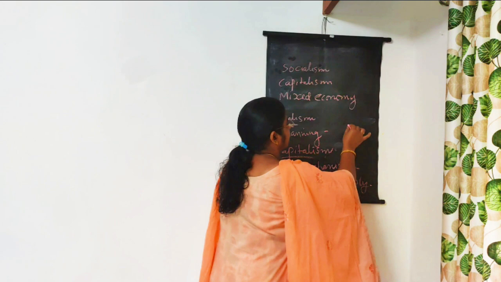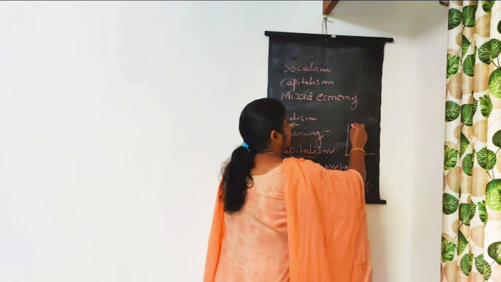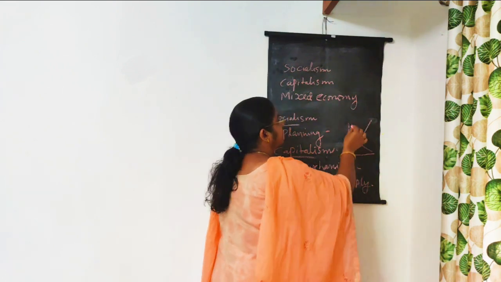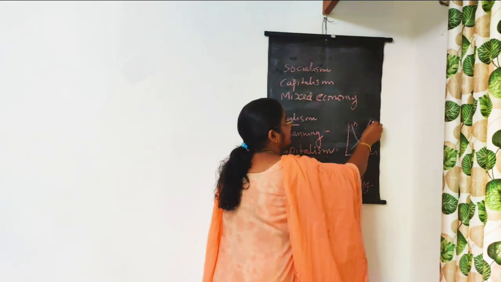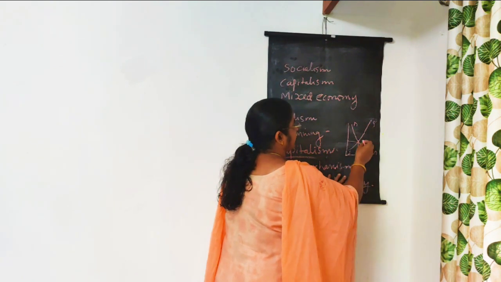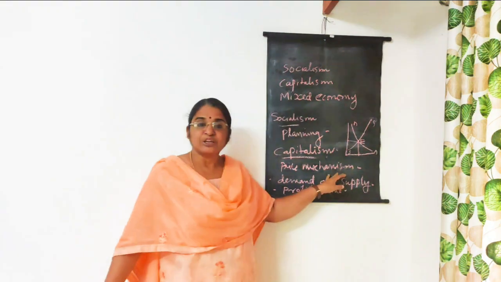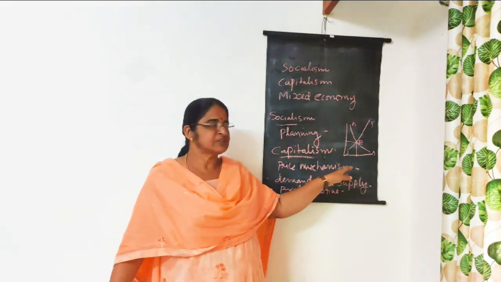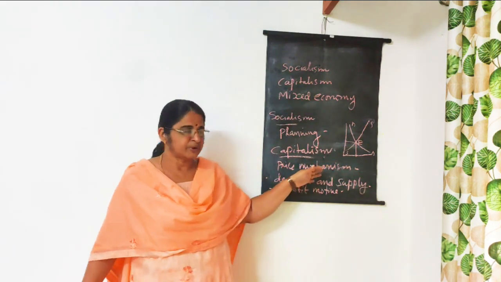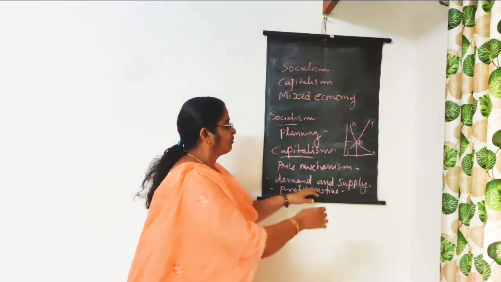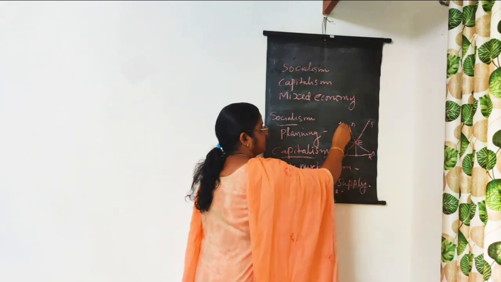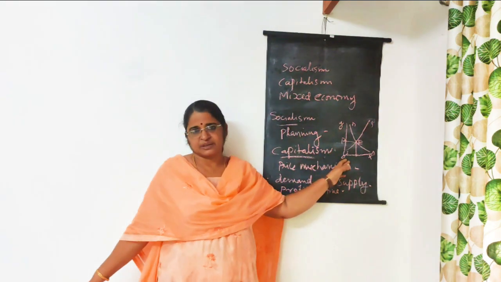The demand curve is downward sloping, and the supply curve is upward sloping. DD is the demand curve, SS is the supply curve. The price is fixed at that point where demand and supply are equal. That point is known as the equilibrium point. Under capitalism, the price of a commodity is determined at that point where demand and supply are equal. This is known as the price mechanism.